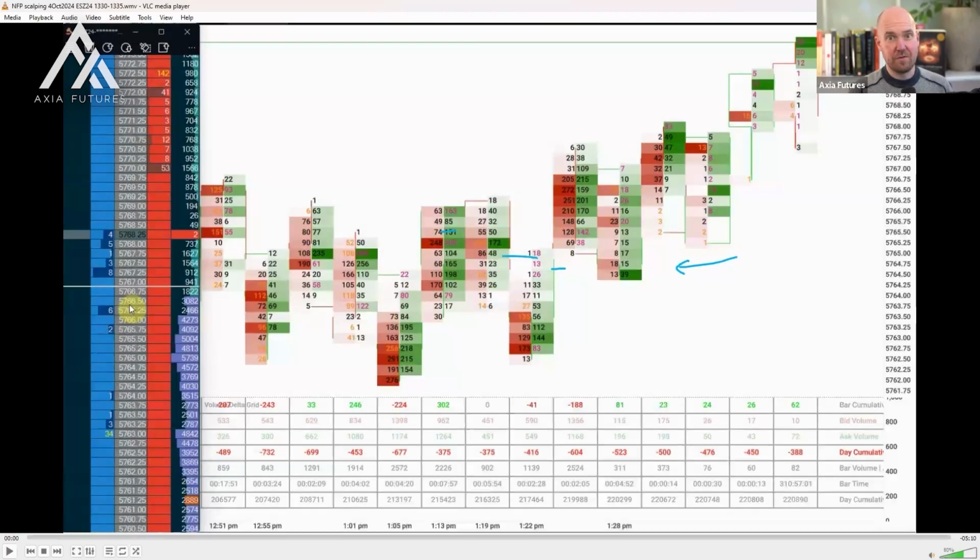Footprint is really, really useful in this situation, because what it allows you to do is very quickly establish the ranges that the market's trading in, among all of that volatility.